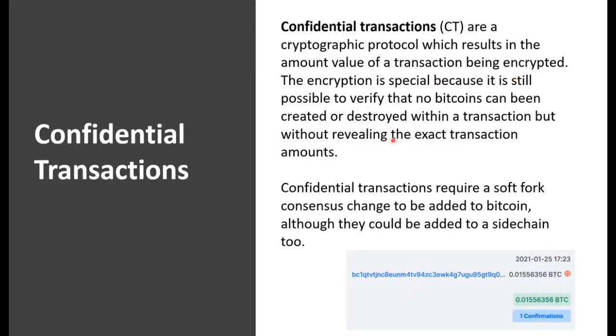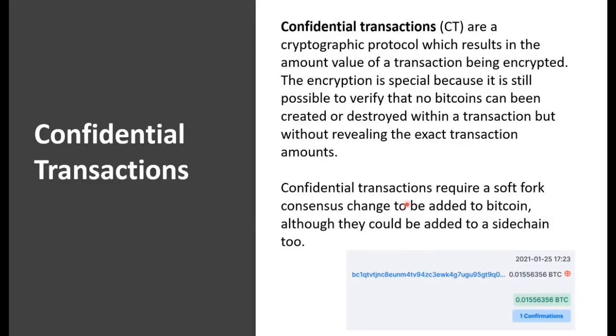So the encryption is special because it's still possible to verify that no bitcoins were created or destroyed. In other words, we know that the same amount went from the first transactor to the second transactor, where suddenly there weren't any bitcoins added, but we don't actually see the amount.